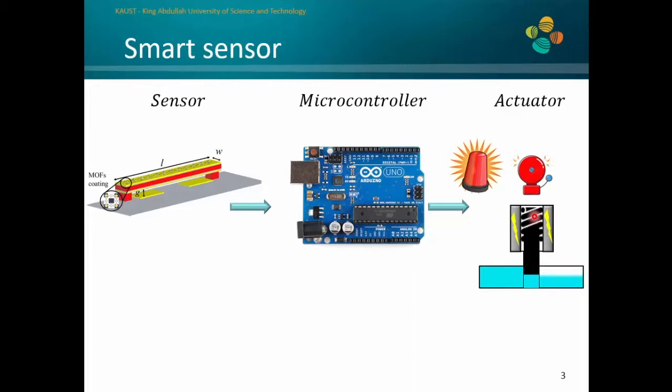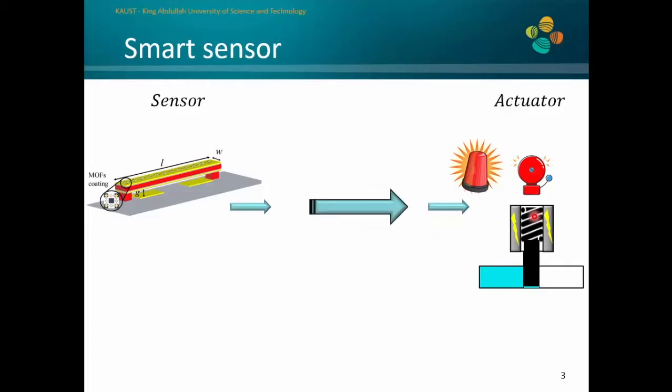What we are aiming to do here is to use the pull-in instability of an electrostatically actuated MEMS resonator in order to allow the sensor itself to perform the sensing and send the actuation signal without the need of the microcontroller. And this will help in reducing the complexity and the device size. It will help in reducing the power consumption and the cost of these smart sensors.